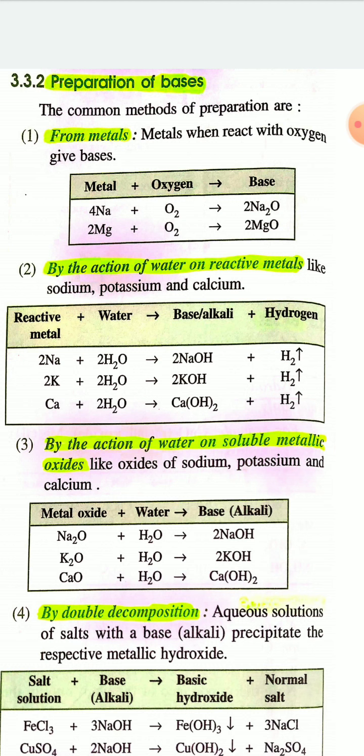For example, sodium when reacted with oxygen will form sodium oxide, Na2O. When magnesium reacts with oxygen, it will form magnesium oxide. That is 2Mg plus O2 gives 2MgO. 4Na plus O2 gives 2Na2O. Okay, so first is preparation of bases from metals.